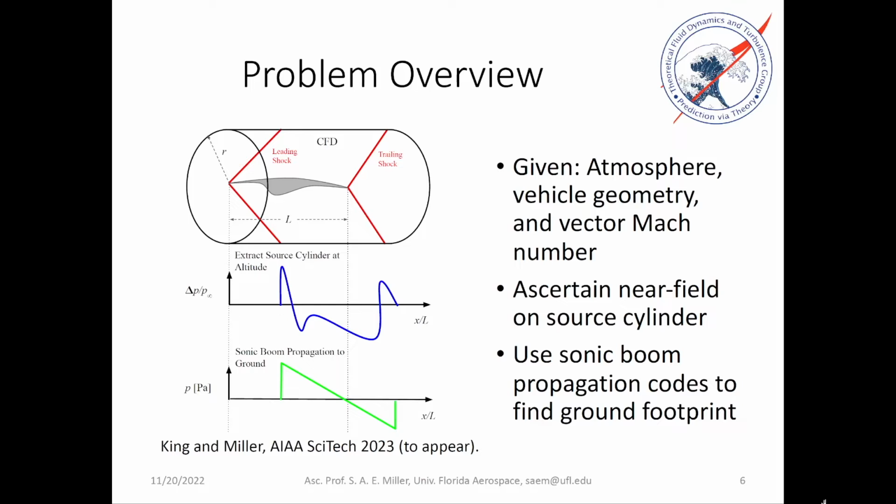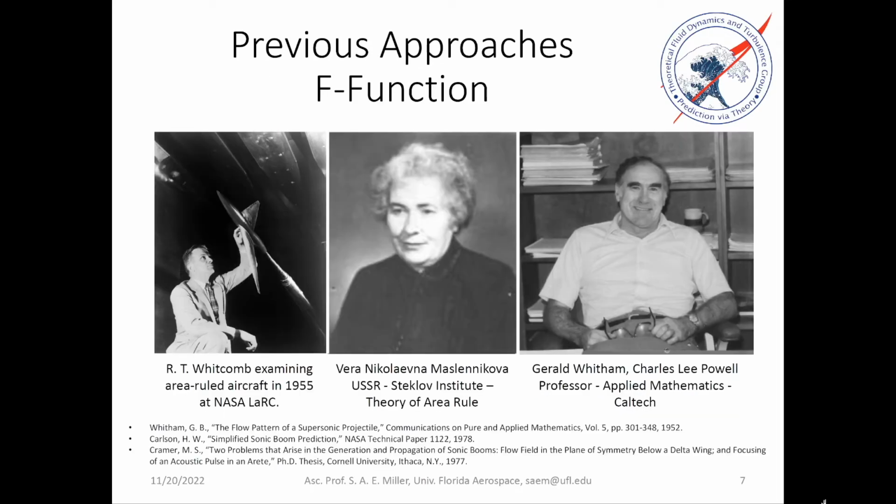So we're attacking the problem to just use the vehicle geometry, the vector Mach number, and the atmospheric quantity near the vehicle to predict the near field with no other information and no numerics. There's two major theories that are predictive analytically.